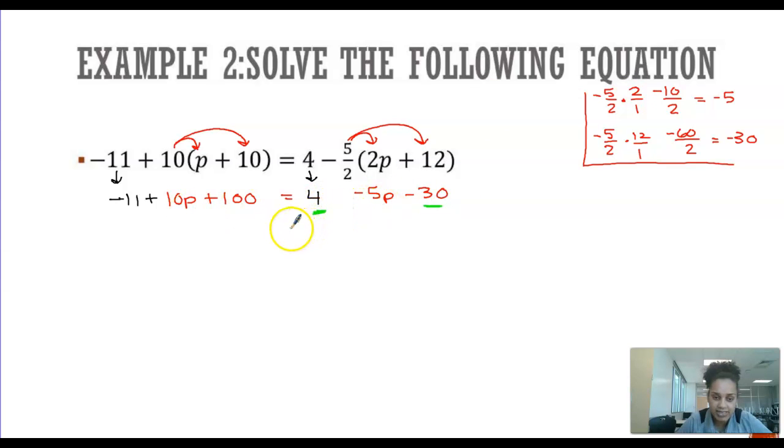And on the right-hand side of the equal sign, I'm going to combine negative 30 and 4 to get negative 26. And then that negative 5p, I'm just going to write it down. Bring it down. And on the opposite side of the equal sign, I'm going to do the same thing. I'm going to combine my like terms. So I have 100 minus 11, or I could say negative 11 plus 100, whatever's easier for you. That would give me 89. And then don't forget to bring down your 10p.